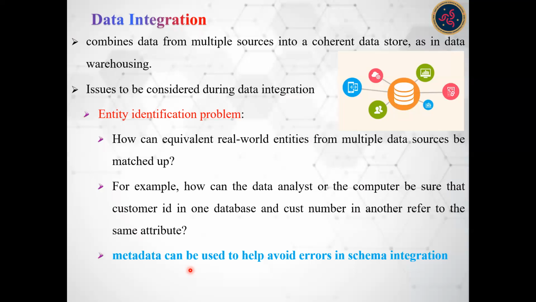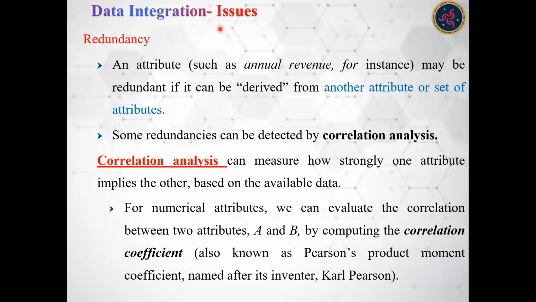Okay, so again, another problem while we do data integration is that redundancy may occur. Consider an example: there will be an attribute such as annual revenue. That will be redundant, as we can derive the same data from another set of attributes. If we have monthly income, then there is no need to have a field called annual revenue.